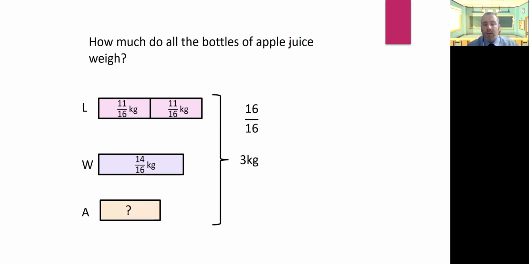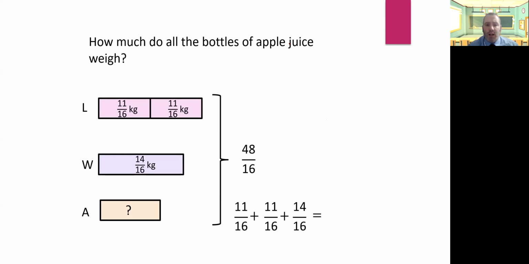So I've got 1 lot of 16/16, 2 lots of 16/16, and 3 lots to give me 48/16 in total. So I'm going to change my 3 kilograms for 48/16. Now I can start working out my answer. I need to add the known numbers that I've got. So I've got 11/16 plus 11/16 plus 14/16, which gives me 36/16.